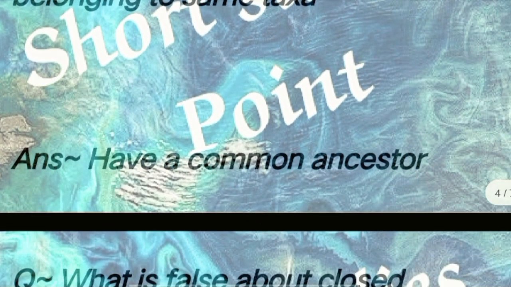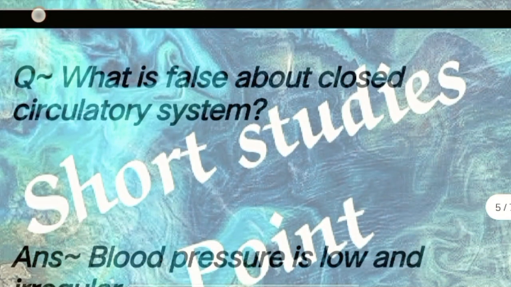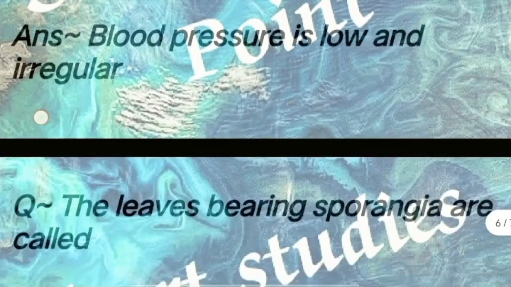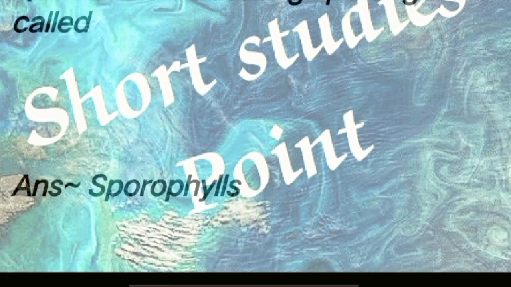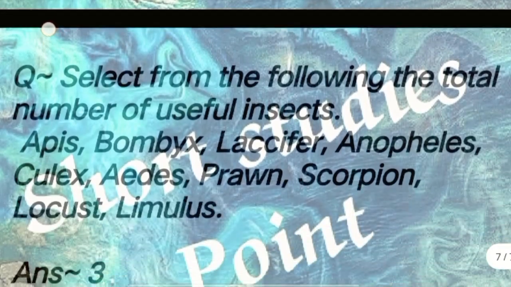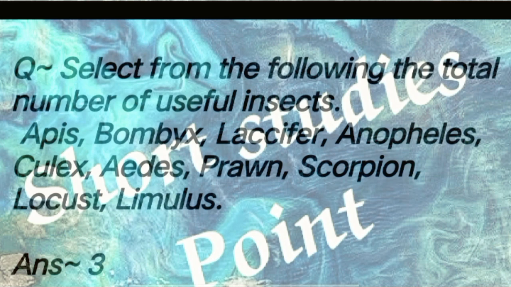Answer: have a common ancestor. Next question: what is false about closed circulatory system? Answer: blood pressure is low and irregular. Next question: the leaves bearing sporangia are called. Answer: sporophylls. Next question: select from the following the total number of useful insects.